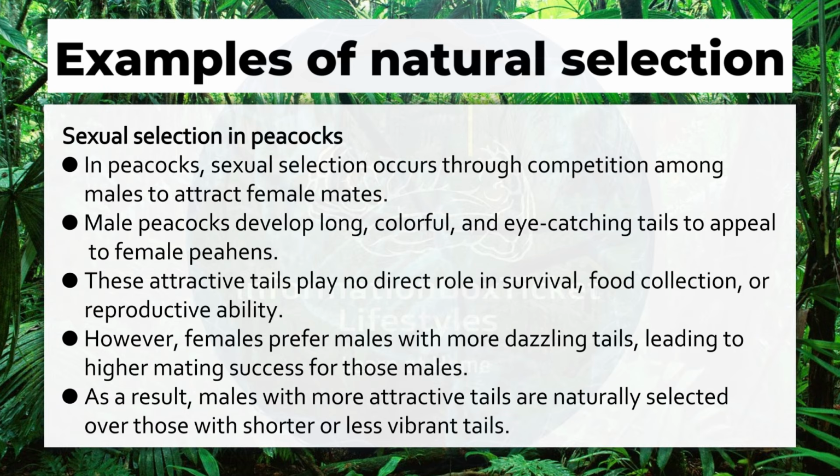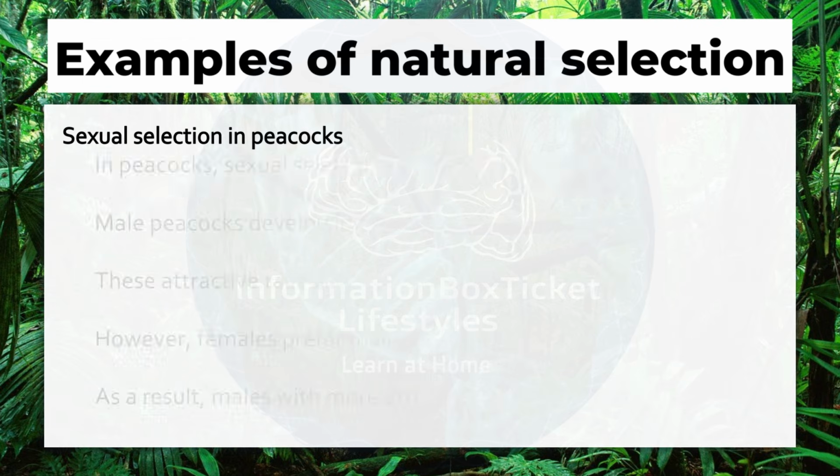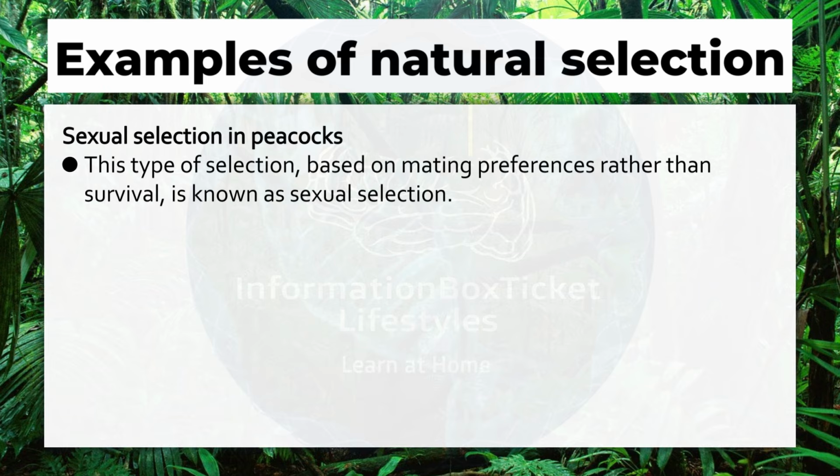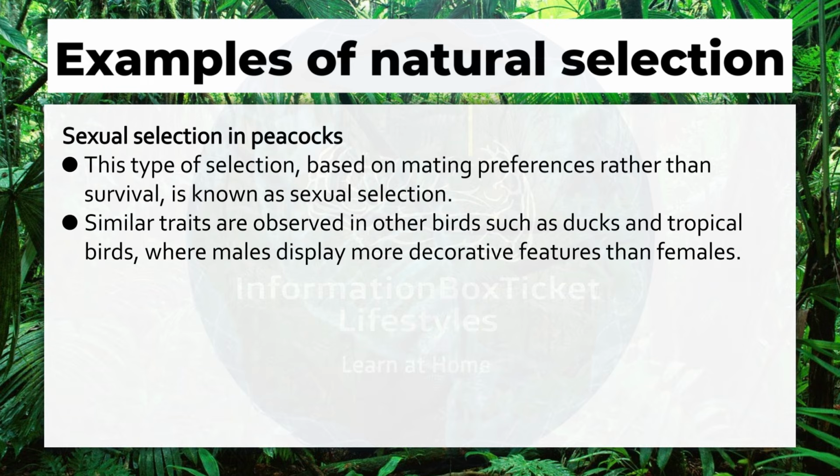As a result, males with more attractive tails are naturally selected over those with shorter or less vibrant tails. This type of selection, based on mating preferences rather than survival, is known as sexual selection. Similar traits are observed in other birds such as ducks and tropical birds, where males display more decorative features than females.